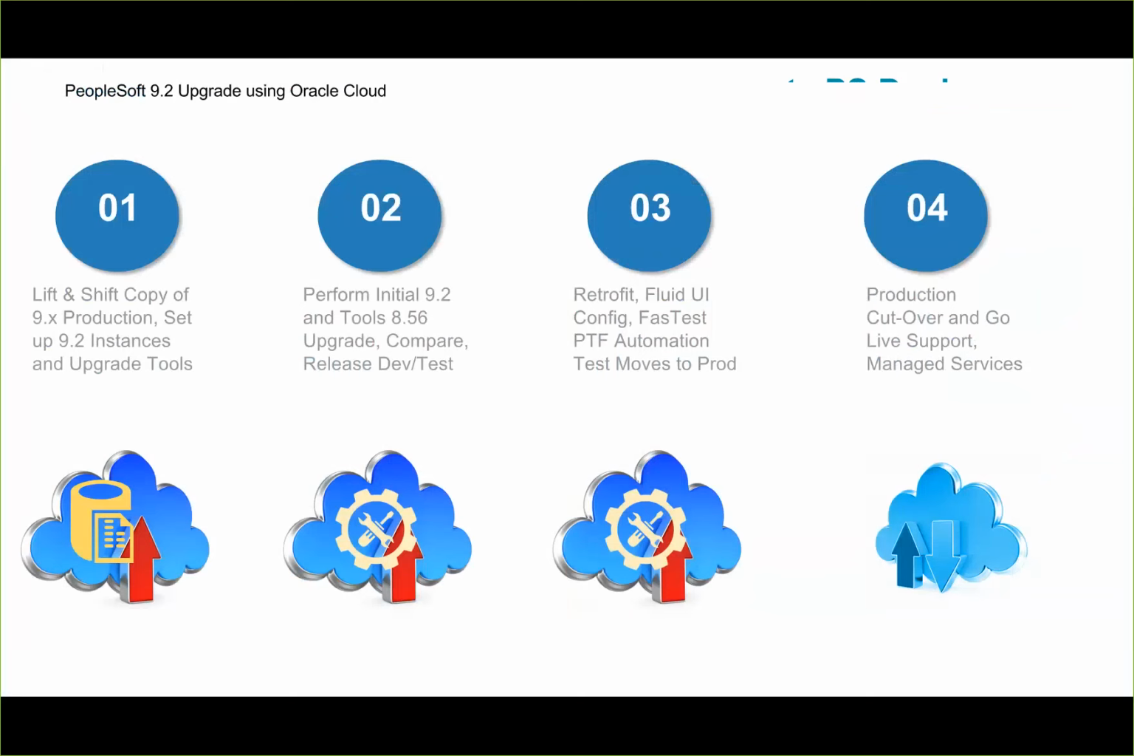Another example is running your upgrade on cloud. We have a customer now that's doing their HCM 9.2 upgrade on Oracle Cloud. It just gives them a much faster way to get that initial upgrade done. They don't have to provision servers and set them up and install things on-prem. It's faster to do it on cloud.